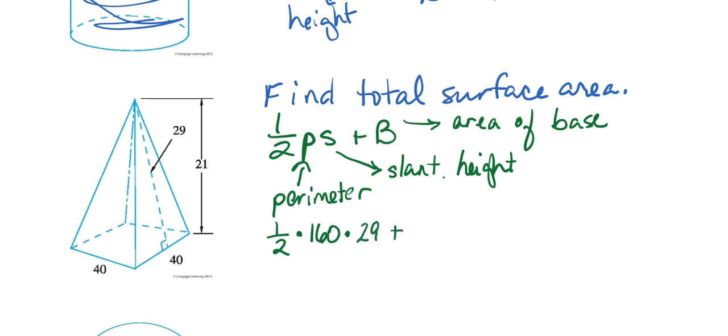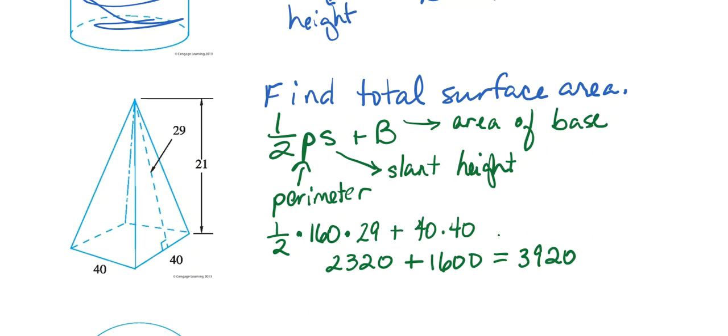Area of my base, I have a square. To find the area of a square, it's 40 times 40. So I'm going to do 1/2 of 160, which is 80. 80 times 29, 2320, plus 40 times 40 is 1600. 2320 plus 1600, 3920. This one again does not have the units, but I'm just going to write units. It is area, so it's units squared.